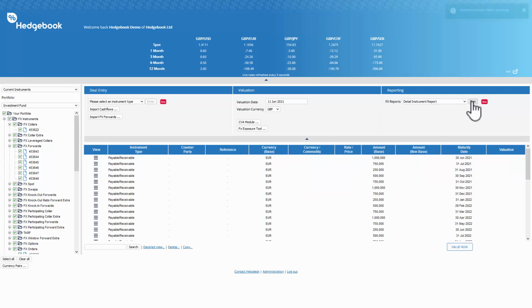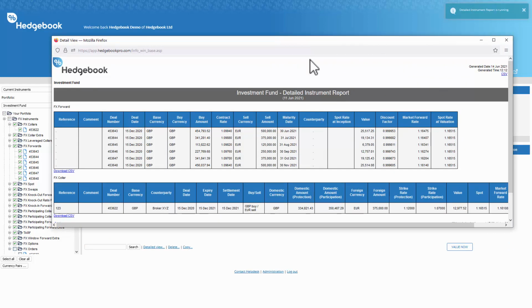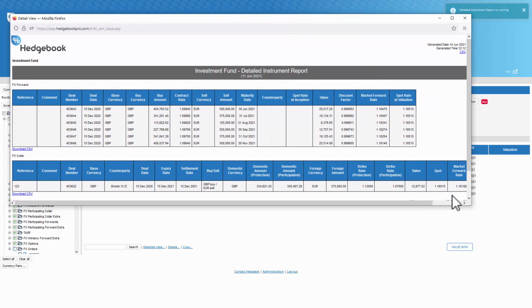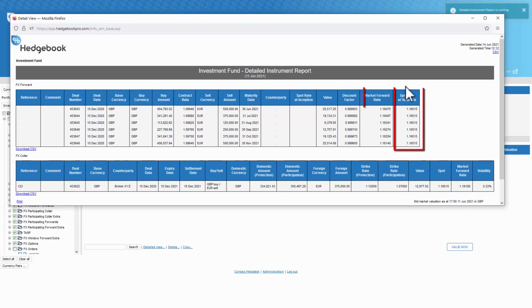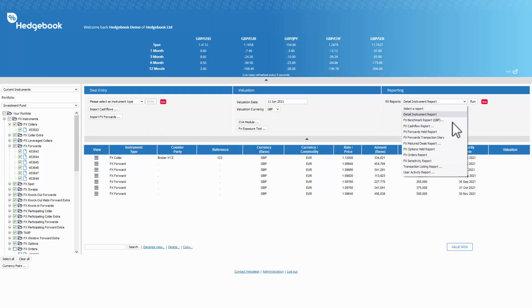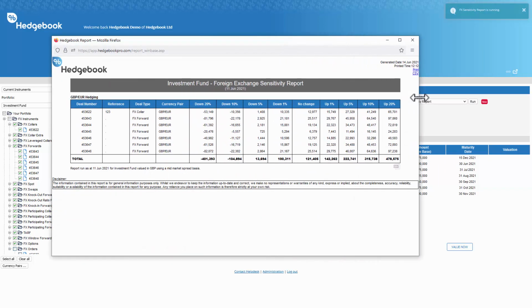The Detail Instrument Report is a great report to provide to auditors at year-end to cover off IFRS 13 requirements regarding financial instrument valuations. The spot rate, forward rate, discount factor and volatility used in the valuations are clearly visible, providing great supporting information. The Sensitivity Report covers off IFRS 7 financial instrument compliance for your disclosures, streamlining the year-end audit process. No more curly questions from the auditors.